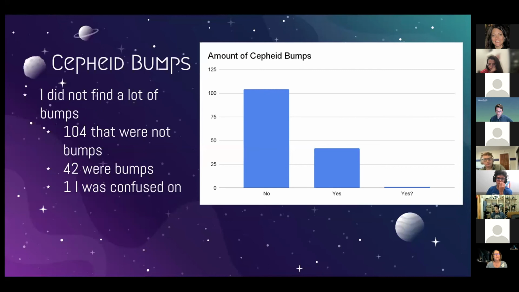But for what I've concluded from this is that there tend to be more Cepheids that have bumps than Cepheids that don't. From what I remember, we don't really know a reason why some Cepheids have bumps and some Cepheids don't. But it was interesting to look through and see the ratio of which ones do have bumps to which ones don't.